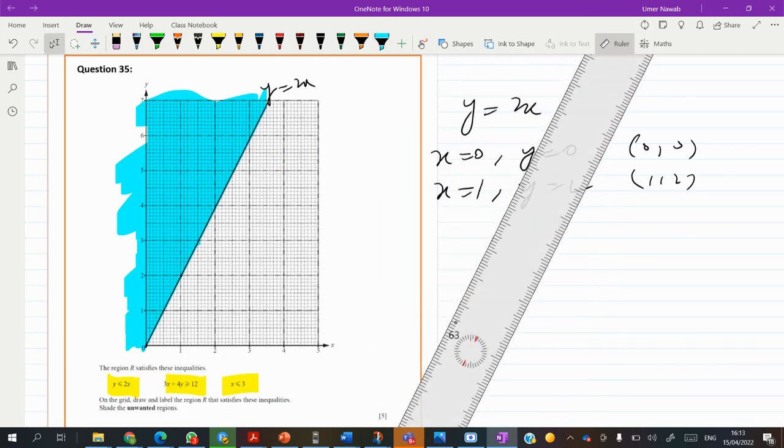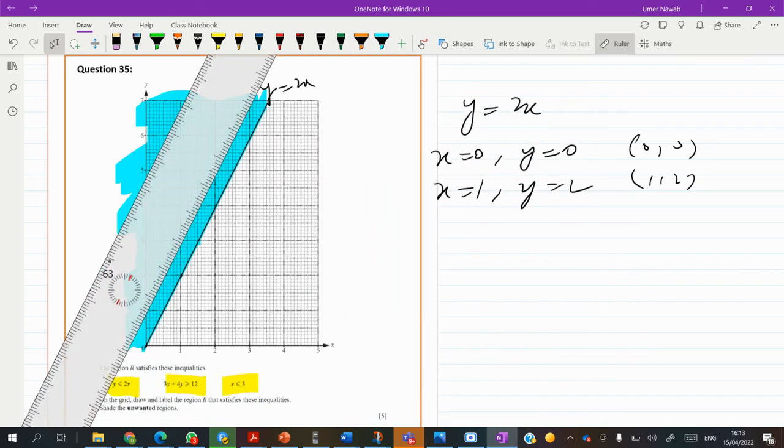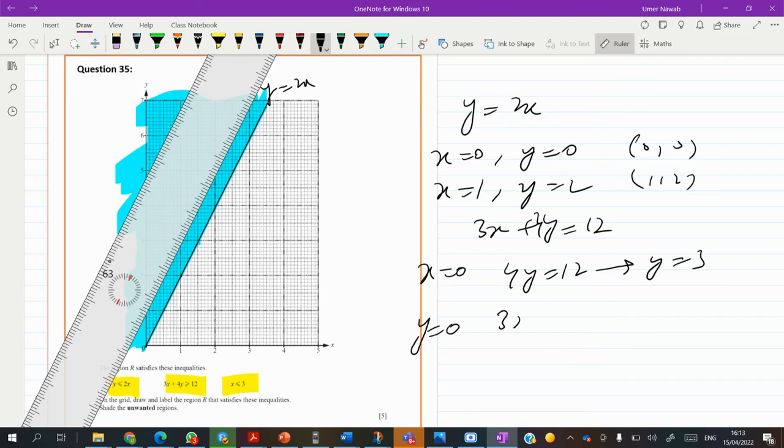It's done. Then we have 3x plus 4y is equal to 12. So put x is equal to 0, boys. So 4y is equal to 12, so it gives you y is equal to 3. And if you put y is equal to 0, so 3x is equal to 12 and x is equal to 4. So what are the points I'm getting?